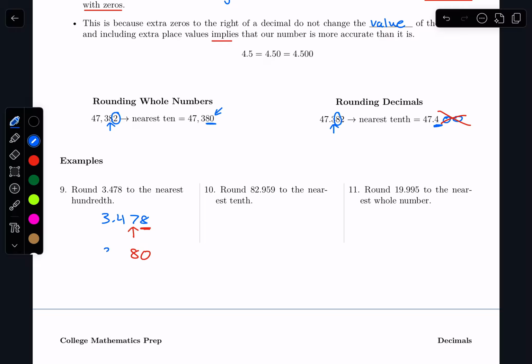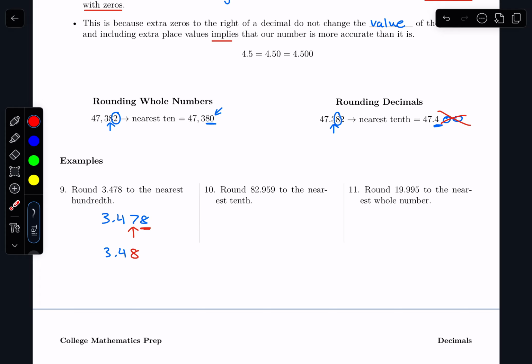So my number would be 3.480. But because this is a decimal, I don't put that 0 at the end. I just put 3.48. So when something tells us to round to the nearest hundredth, our answer should stop at the hundredths position. We don't put that extra 0.